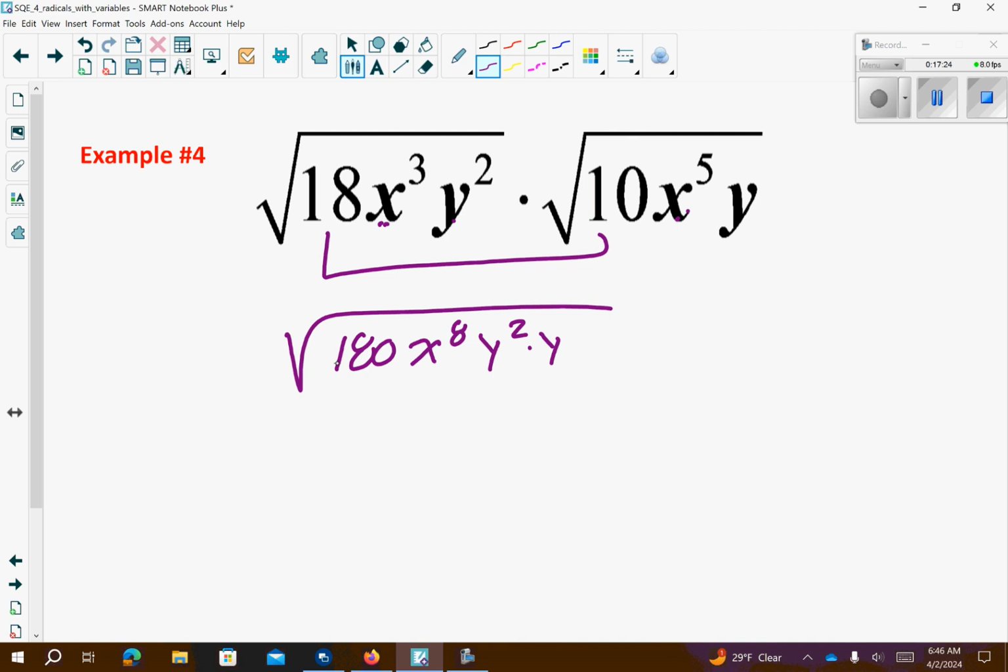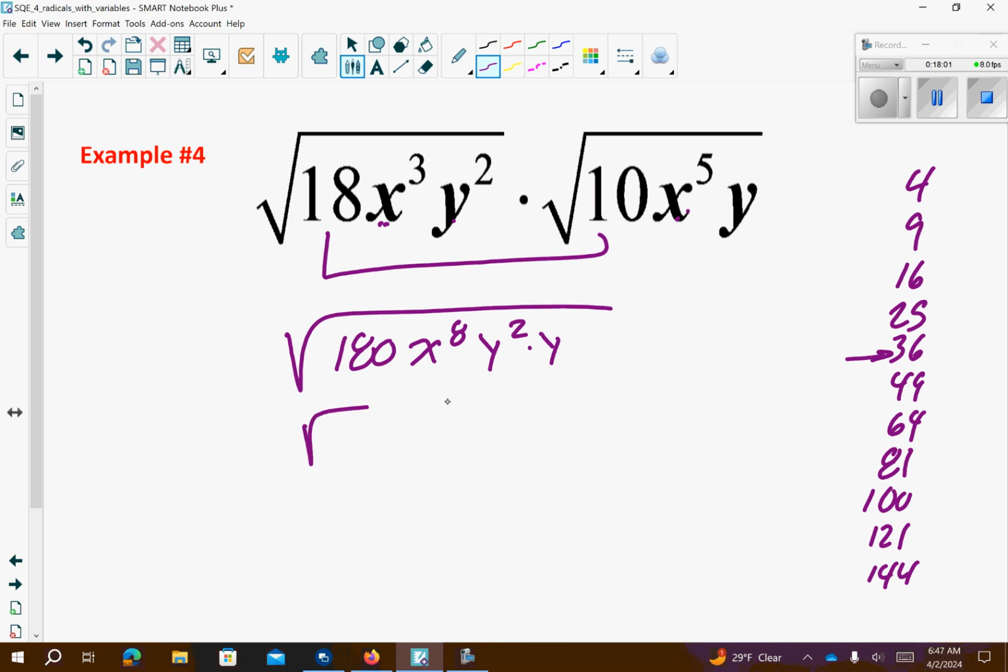All right, so 180. So let's think of our perfect squares. So I got 4, 9, 16, 25, 36, 49, 64, 81, 100, 121, 144. So 180 is down here. So what do you think would multiply? So I'm pretty sure 121 is not going to work. I'm pretty sure 81 won't work. I don't think 64 will work. 49 won't work, but I wonder if 36 works. Yeah, 36 does work.